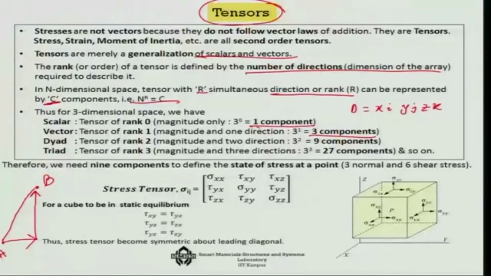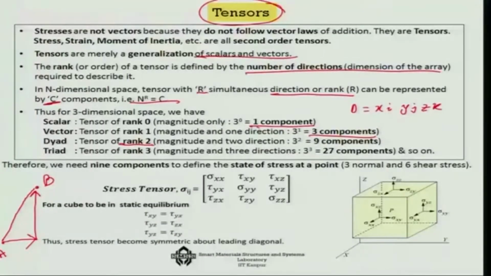When we talk about stress, stress is something which is of rank 2. So, it is a tensor of rank 2, which is also known as a dyad. That means here you need a magnitude as well as 2 directions every time, that means it is 3 squared, or in other words 9 components are needed in order to define the stress at a point. That is why I told you earlier that a very simple generalization of stress as force per unit area does not really make sense, because which area are we talking about?